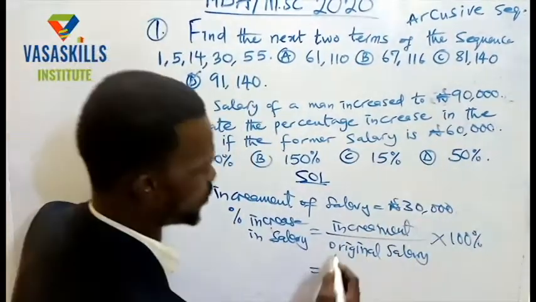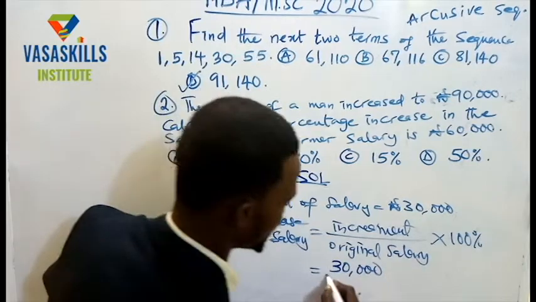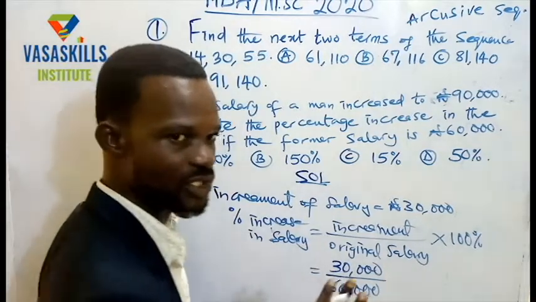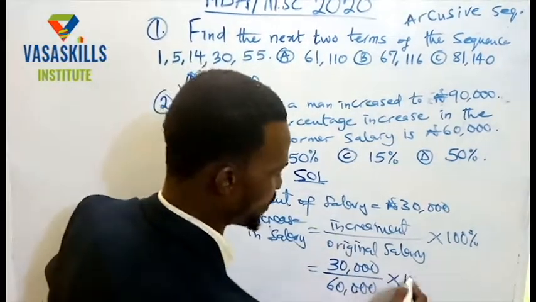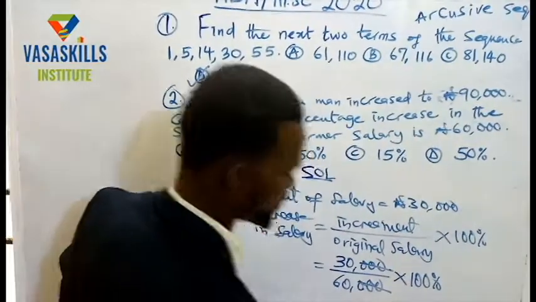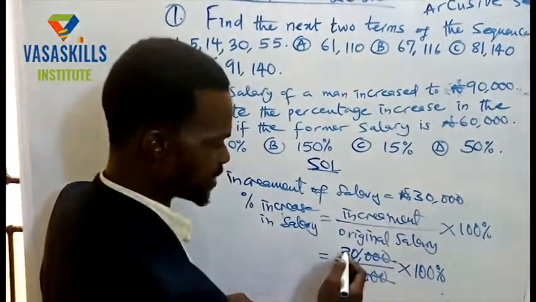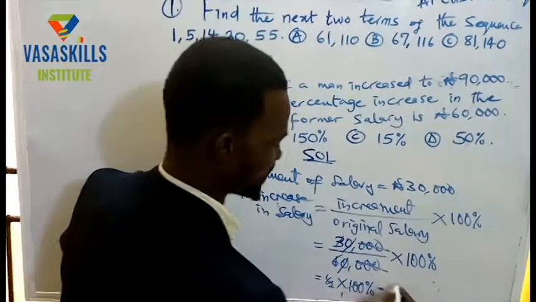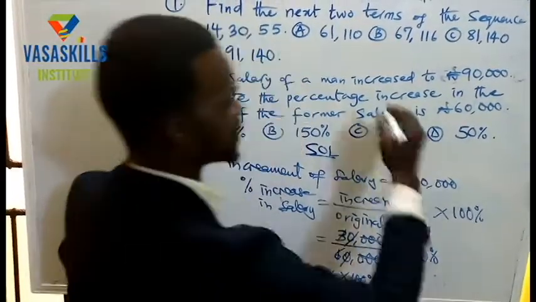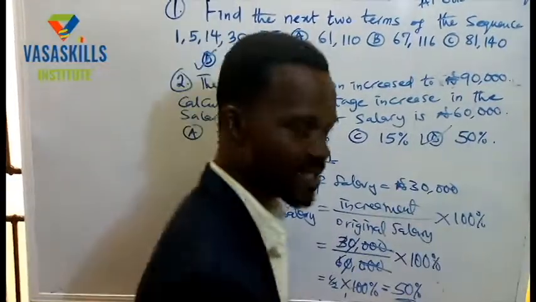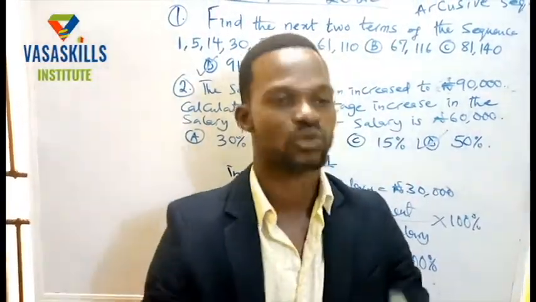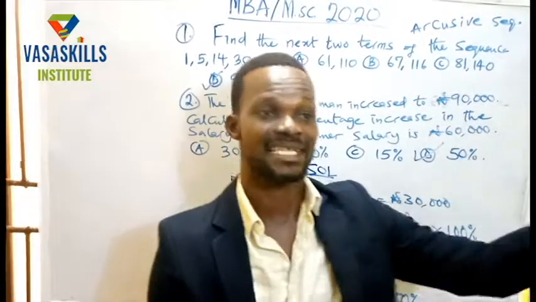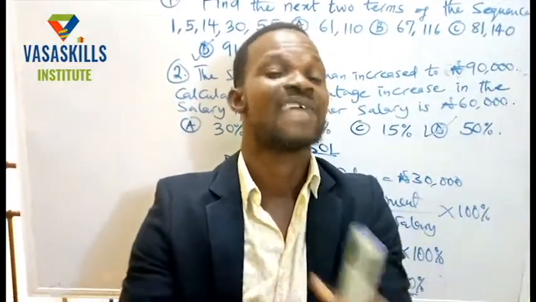So the increment was 30,000, divided by the original salary, 60,000. This is the real definition of percentage. You don't use 90,000. Times 100%. The zeros cancel, and 3 over 6 is obviously half. Half times 100% becomes 50%. So the salary was increased by 50%, and that's Option D. It means an addition of 30,000 to the salary of 60,000 to make it 90,000 is an increment of salary by 50%. That is it.